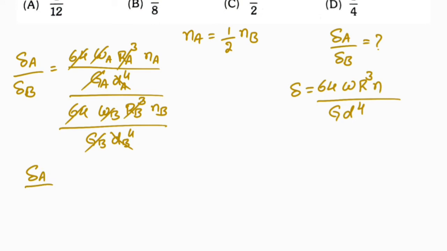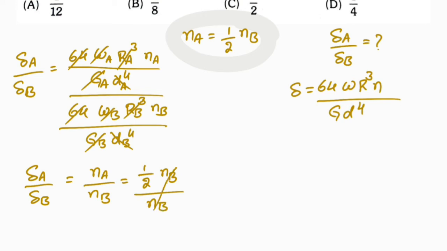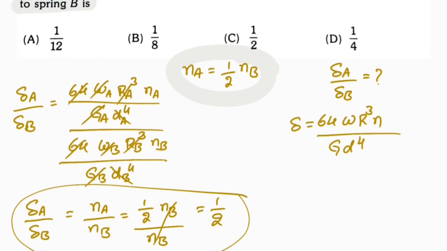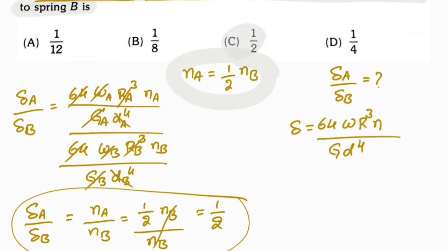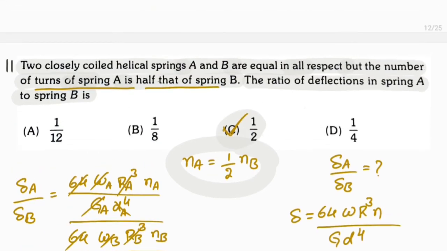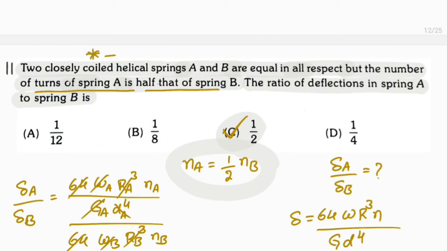Then the deflection of A by deflection of B is equal to the number of turns of A by the number of turns in B. But what is the number of turns in A? Number of turns in A equal to half of the number of turns in B, divided by NB. These two are cancelled. Finally it is half. That is the answer. Look at the options. Look at option C, 1 by 2. Option C is absolutely correct. This is also an equally important problem. I can say this is also a 5-star problem. Very, very important problem. You try to focus on this particular kind of problem.